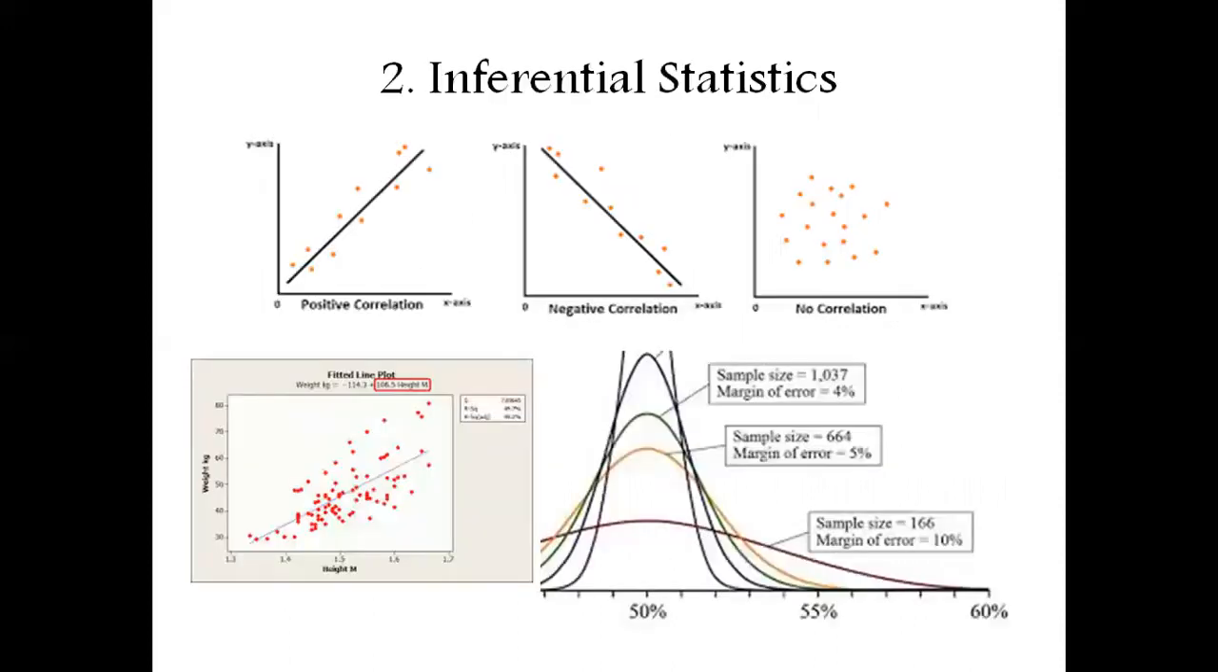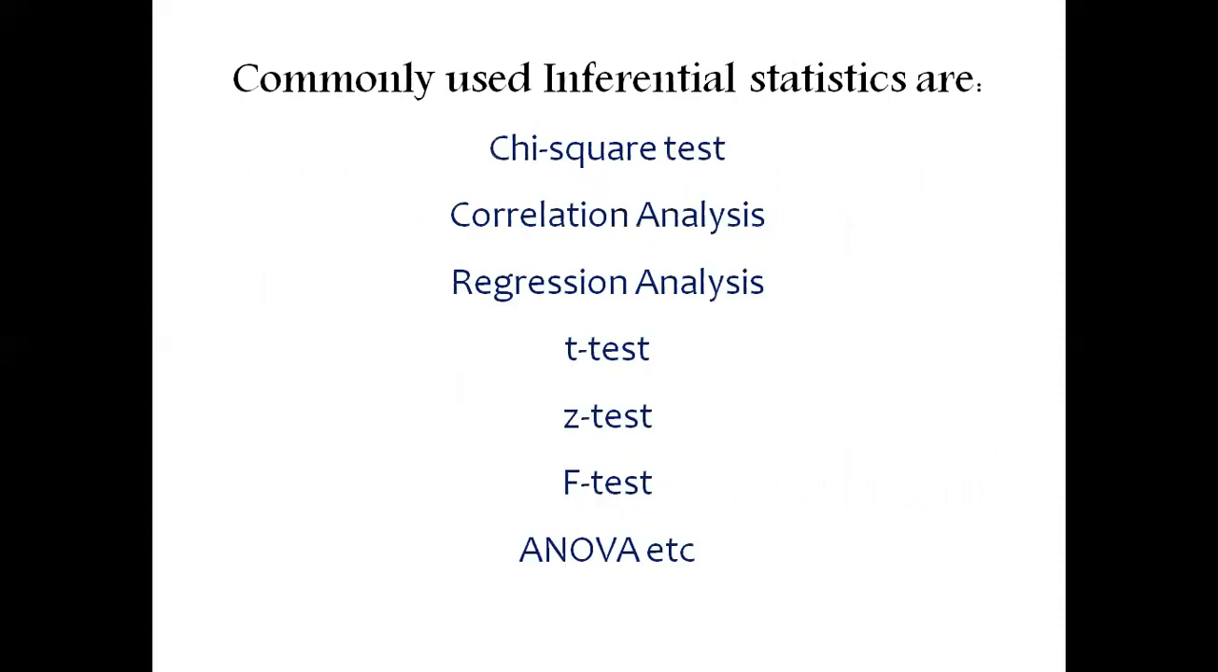Now, what is inferential statistics? The most commonly used statistics for inferential statistics are, I think you've heard of them, the chi-square test, correlation analysis, regression analysis, t-test, z-test, f-test, and ANOVA. All of these we will be discussing in the later stage. This is just the beginning for you, to know which type of statistics is which. All right, so these are the commonly used inferential statistics.